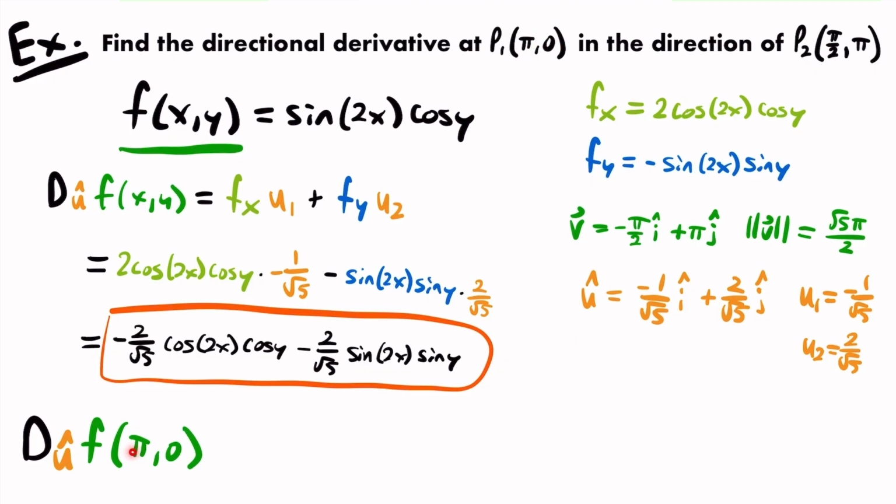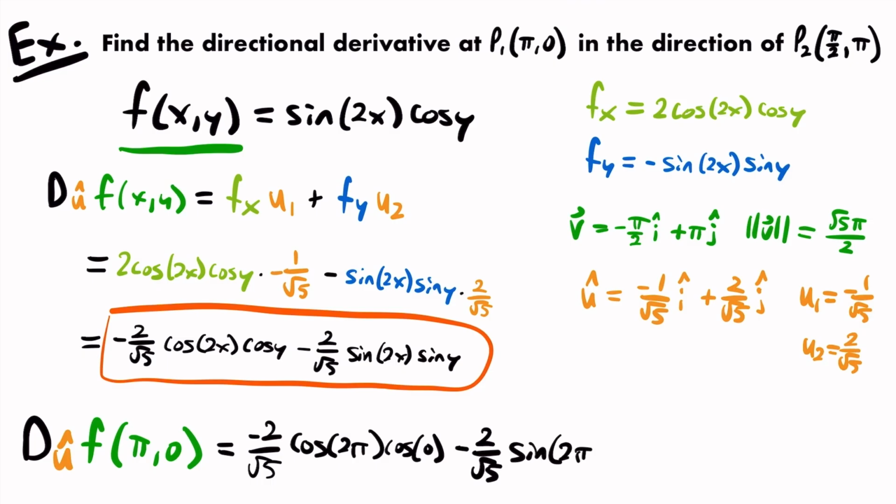We will plug in pi for x and 0 for y, so this will be equal to -2 divided by the square root of 5 times cosine of 2 pi times cosine of 0 minus 2 divided by the square root of 5 times sine of 2 pi times sine of 0. Now, simplifying, this is pretty nice because sine of 2 pi and sine of 0 are both equal to 0. So anything times 0 is 0. So this whole term is just 0. All right, so you can cross this out.